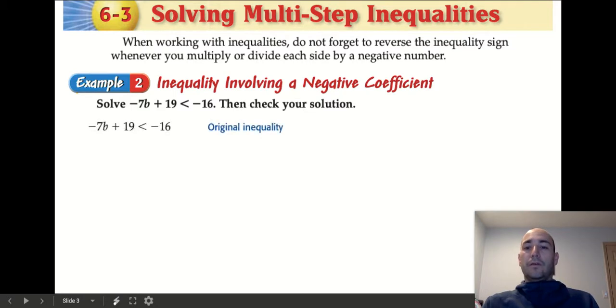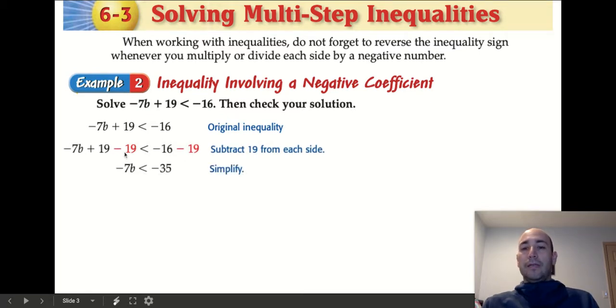So let's go ahead and start solving this. Again, I'm trying to solve for the variable, so I've got to get rid of all the stuff around the variable. I'm going to start with this plus 19. How do you get rid of it? Subtract 19. Just make sure to do it to both sides. When I subtract 19 from both sides, that leaves me with negative 7b is less than negative 35.